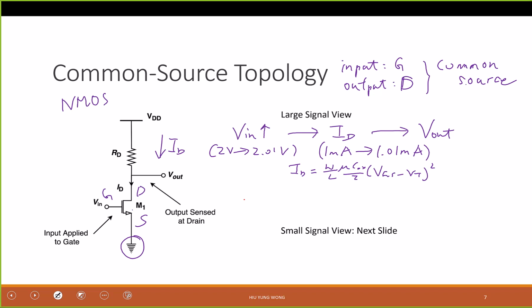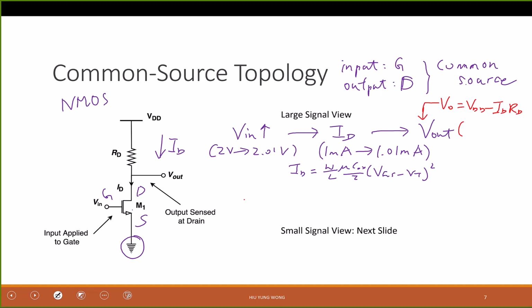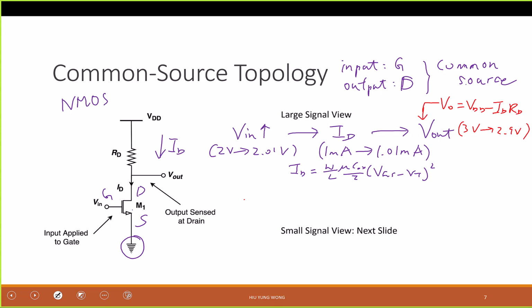Maybe you will get confused, but then how do you get V out? Very good, larger drop. Because V out equals VDD minus ID RD. This is fixed. You have more current, so you have a larger potential drop. So V out will reduce. So it might change from, let's say, 3 volt to 2.9 volts, for example. Is that okay? Everything normal for you? That is what you need to do when you analyze a circuit.